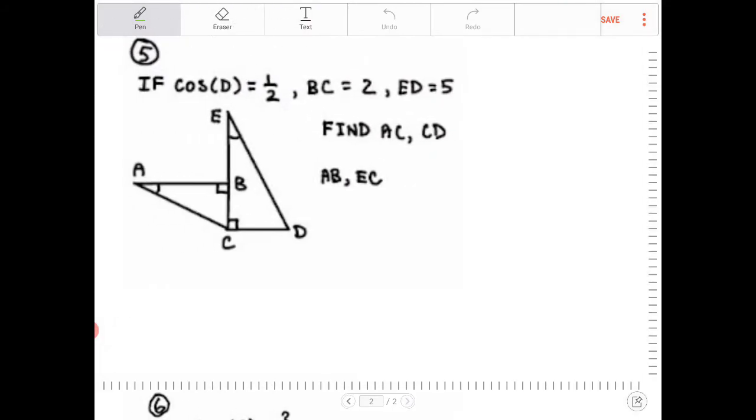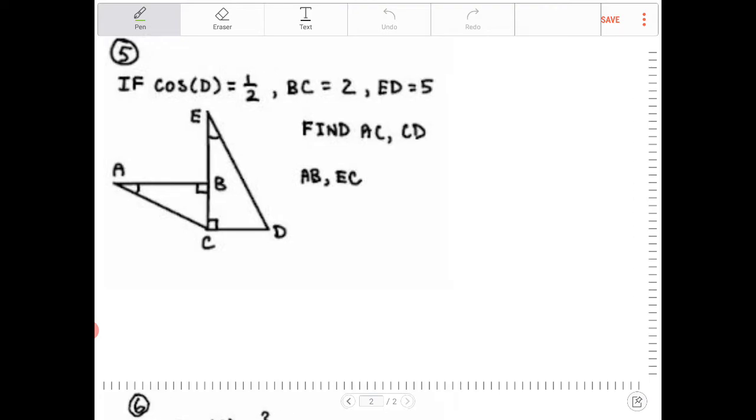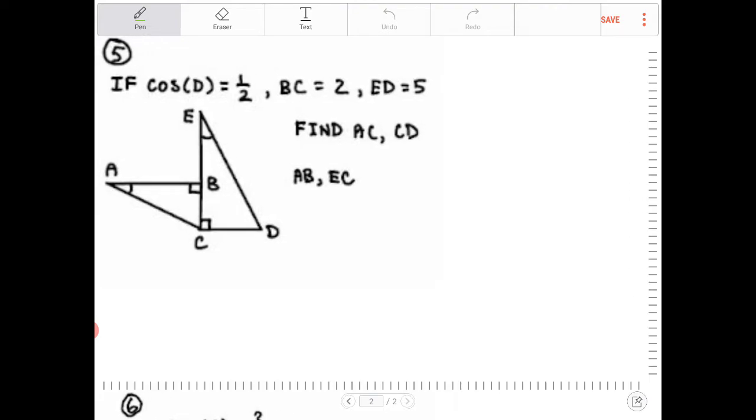Okay. Cosine of D is equal to 1/2. So that would mean that CD over ED is equal to 1/2. And since I know ED is equal to 5, I can say 1/2 is equal to CD over 5. I can then solve for CD. CD is equal to 5/2.